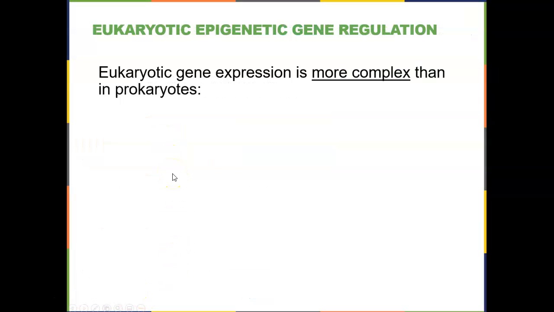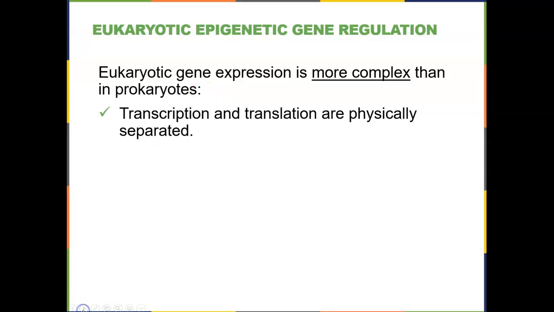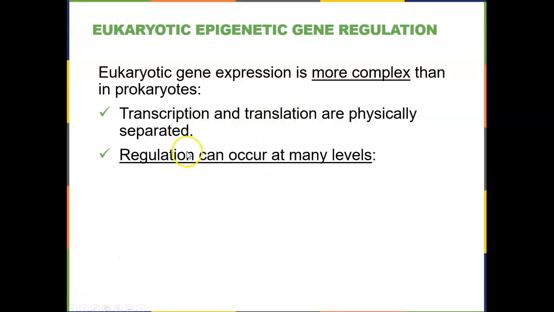All right, now eukaryotes. Everything we've talked about so far has been prokaryotes, and that's only at transcription. But in eukaryotes, gene expression is much more complex than it is in prokaryotes. Remember, transcription and translation are in two different cell compartments. This is in the nucleus, this is in the cytoplasm. So regulation can happen at different levels.